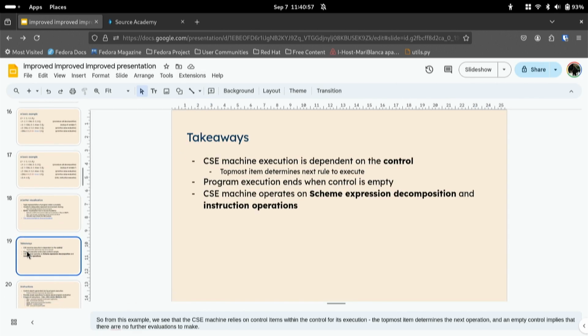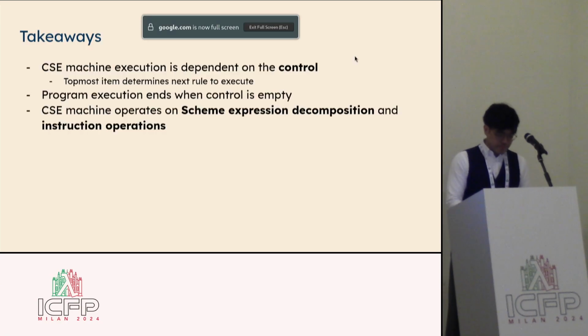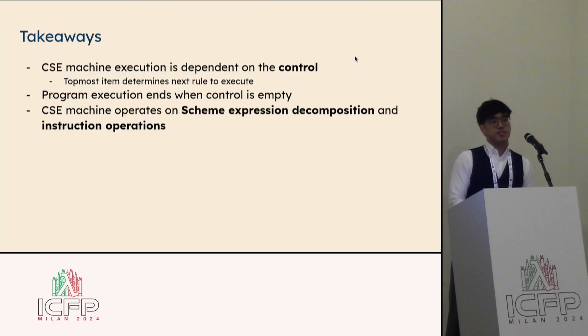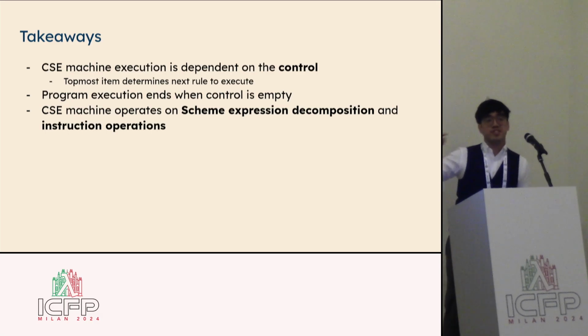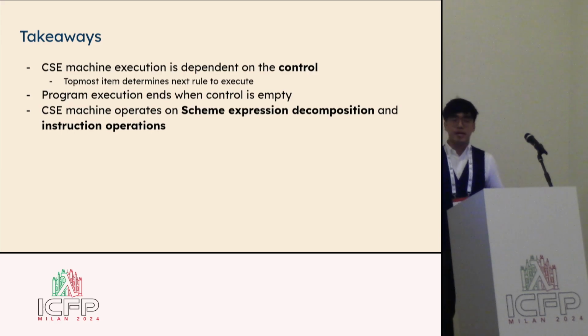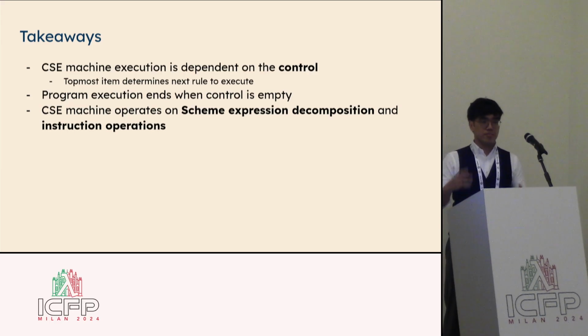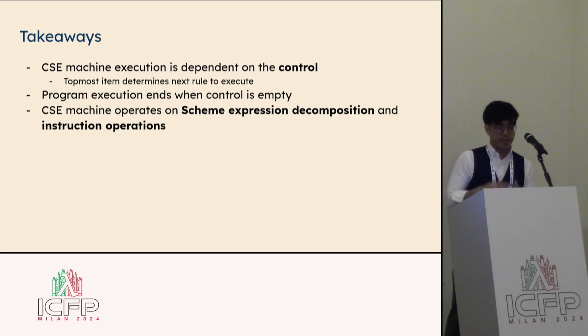So the takeaways from this example is that the CSC machine execution is fully dependent on the control. So it proceeds and transitions to the next step based on the topmost item of the control, and it terminates execution when the control is empty. And the semantics of how the CSC machine proceeds are fully based on expression decomposition and instructions.